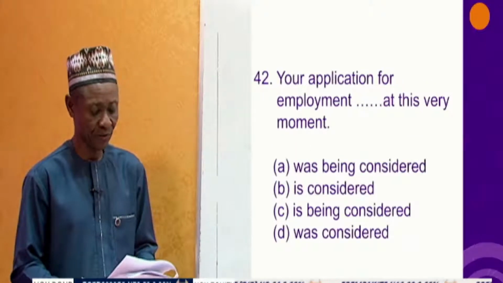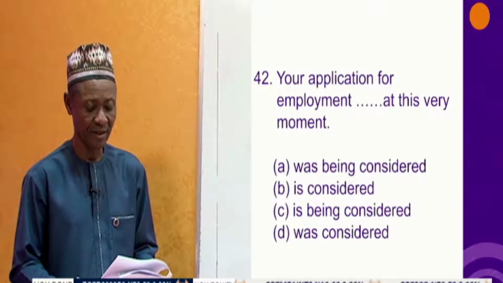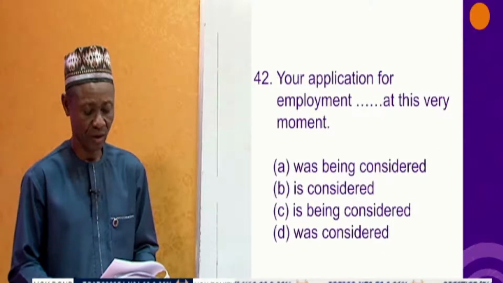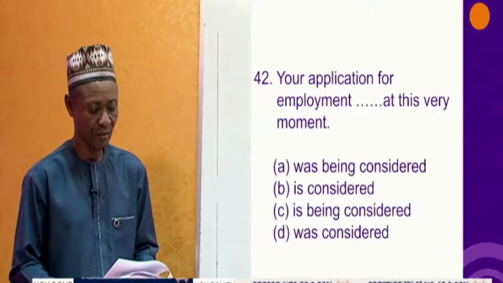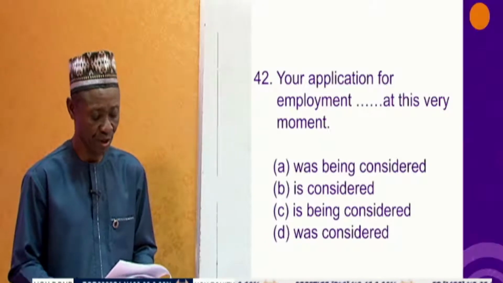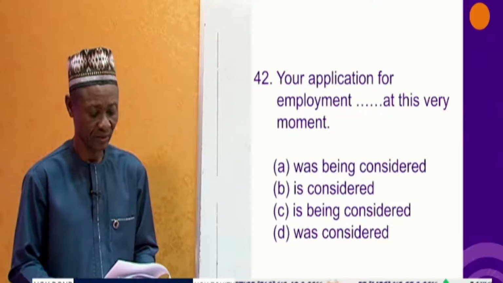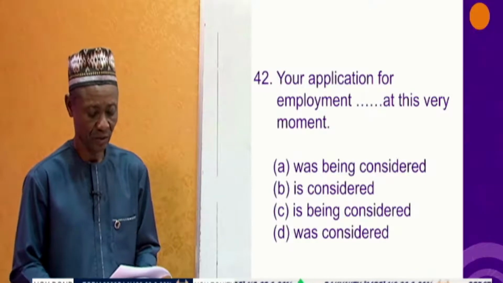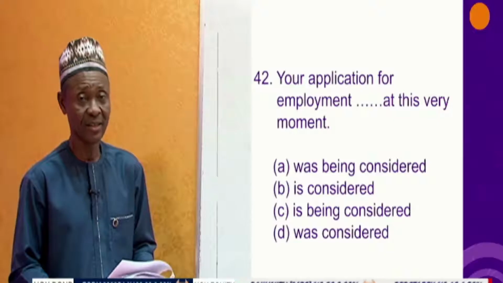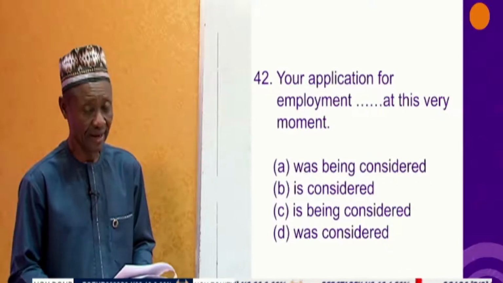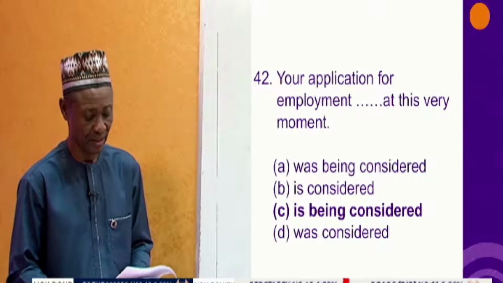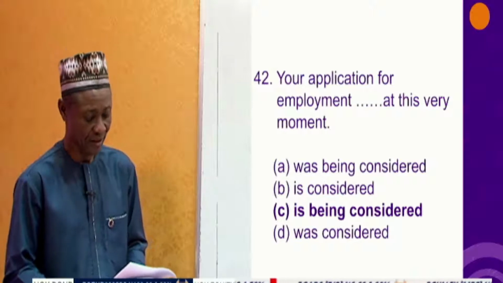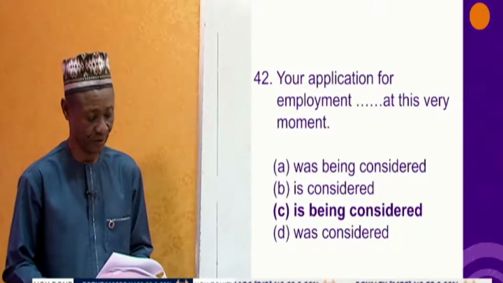Your application for employment dashed at this very moment. The options are A, was being considered. B, is considered. C, is being considered. D, was considered. That is the use of tense. That is the present continuous tense. And option C is the correct answer to this question.